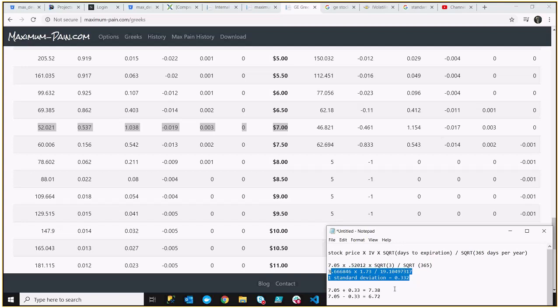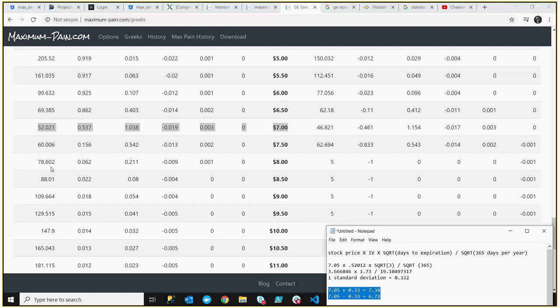So what do we do with that one standard deviation? Well, you add that 33 cents to the $7.05, and you wind up with $7.38. You also subtract it, and that gives you $6.72. So this range between $6.72 and $7.38 is a 68% chance that the GE stock will close within that range, and that's what the implied volatility is telling us.